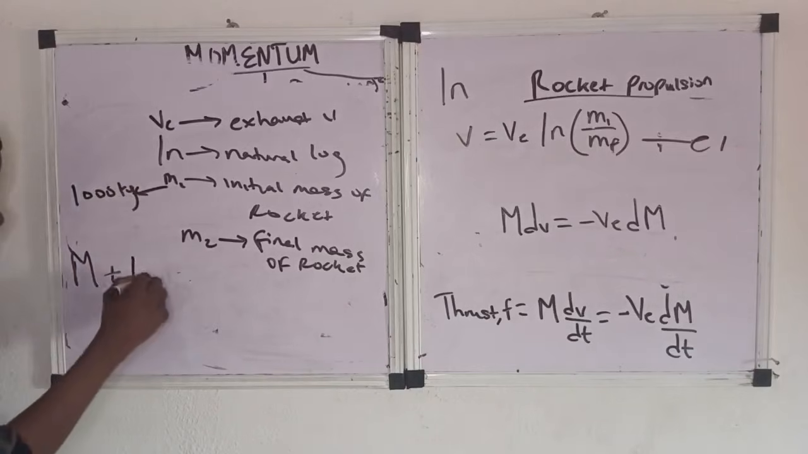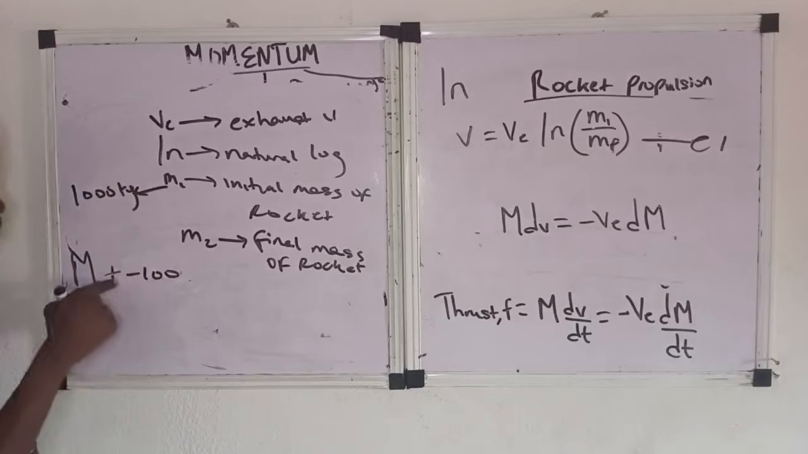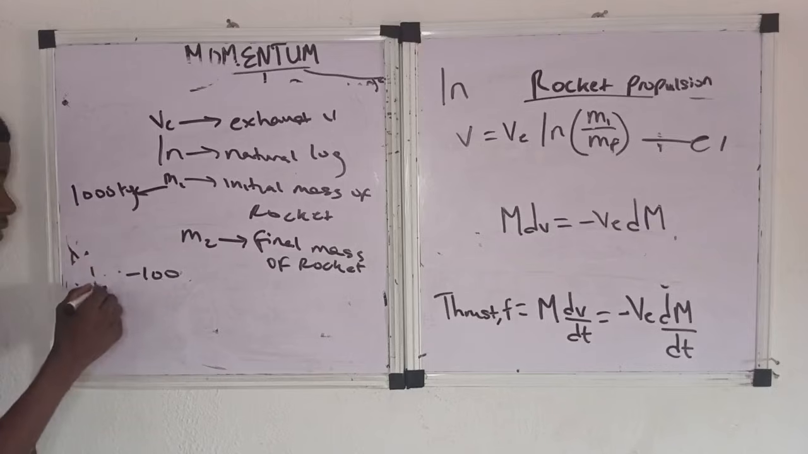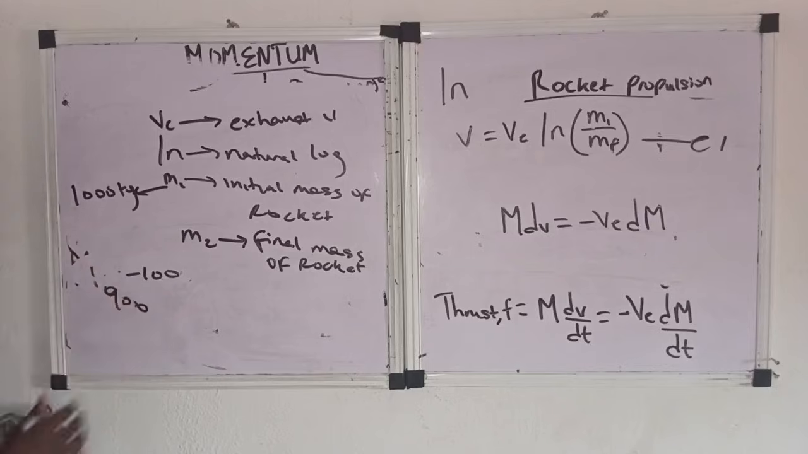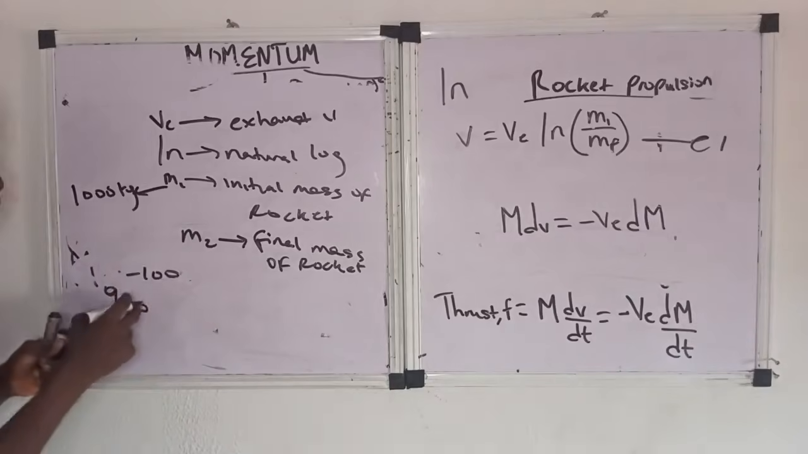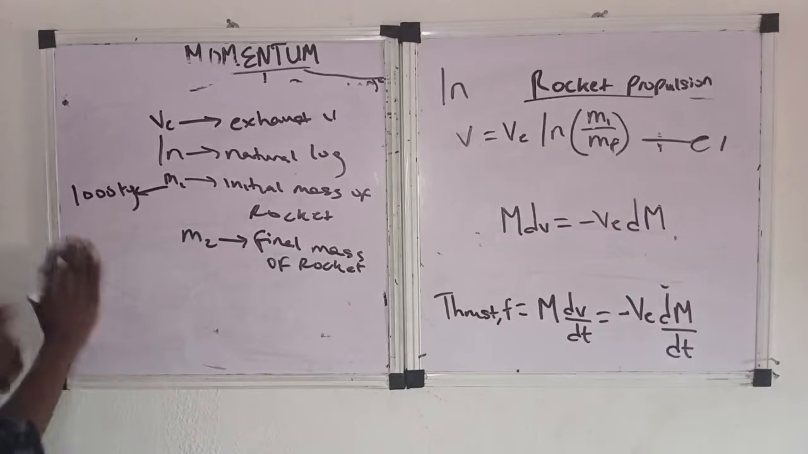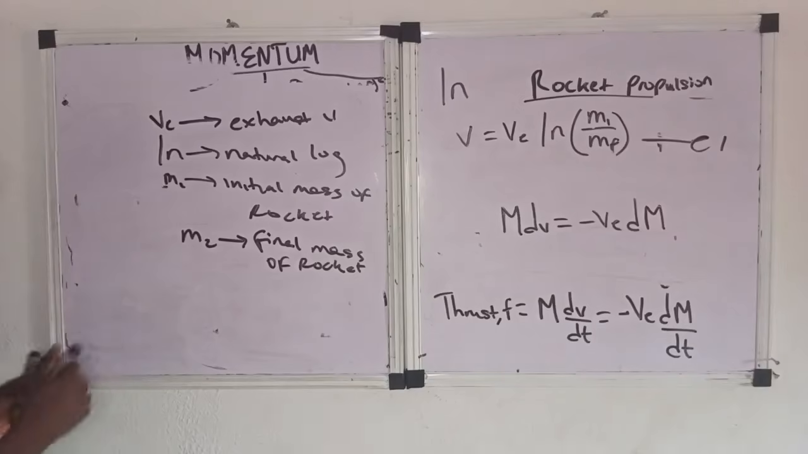The final mass will now be M plus dm. Remember dm is negative, so let's say it's minus 100. Plus and minus gives us minus, so 1000 minus 100 gives us 900, right? So M2 is now 900 kg. I'm using this as an example. That is the final mass of the rocket.